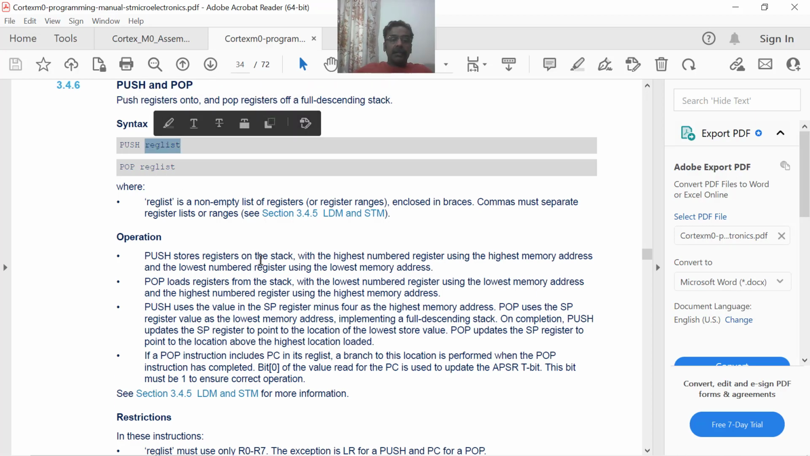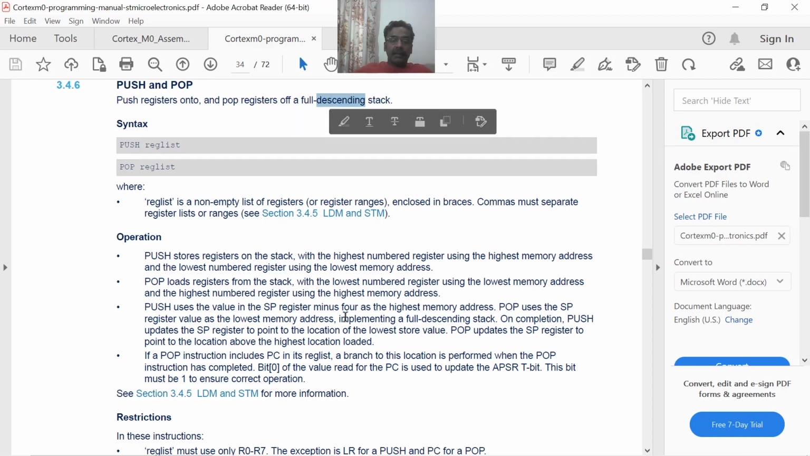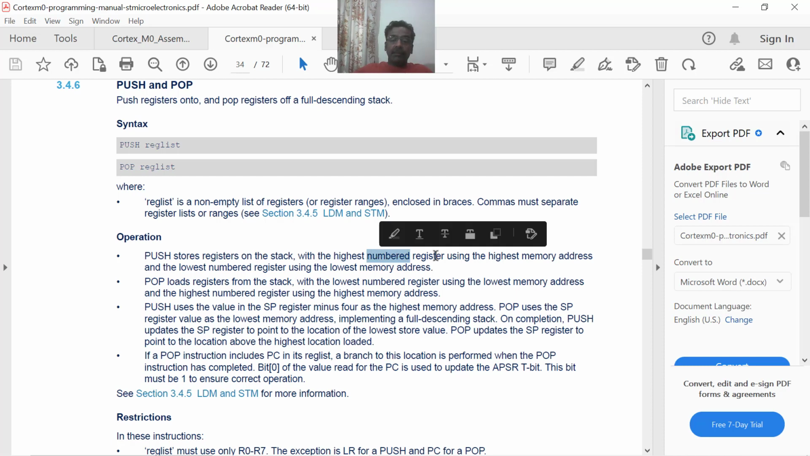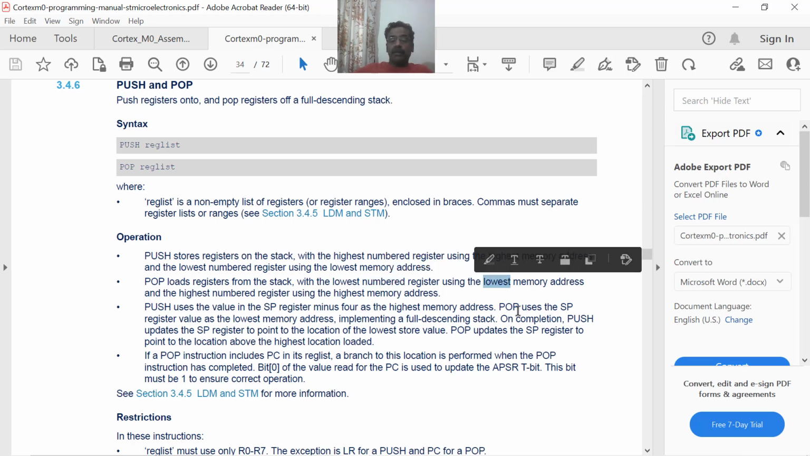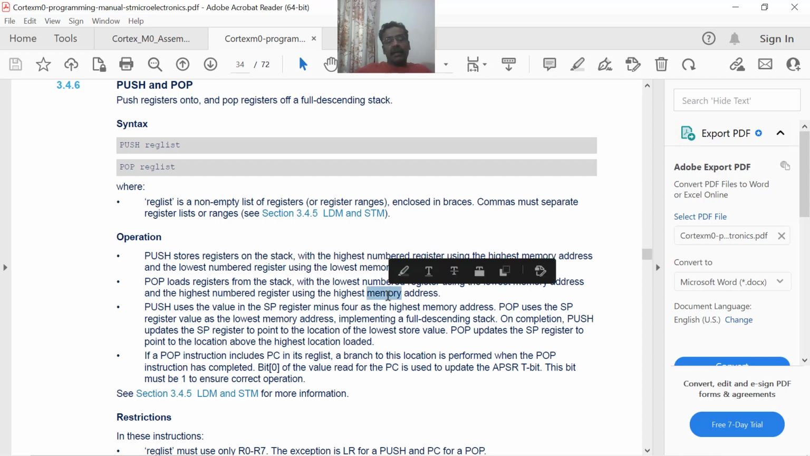Push register list, full descending stack. Push stores the register on the stack with the highest numbered register using the highest memory address, and the lowest numbered registers using the lowest memory address, which is clear. Pop loads registers from the stack with the lowest number register using the lowest memory address. That means the content of the lowest memory address is popped out into the lowest number register, and the highest number register is getting the content of the highest memory address.